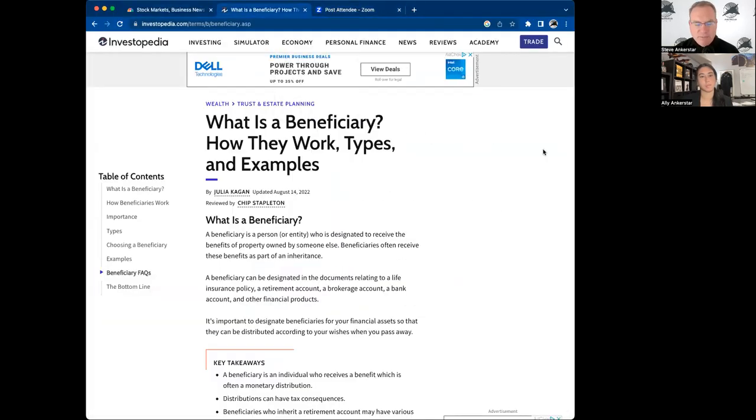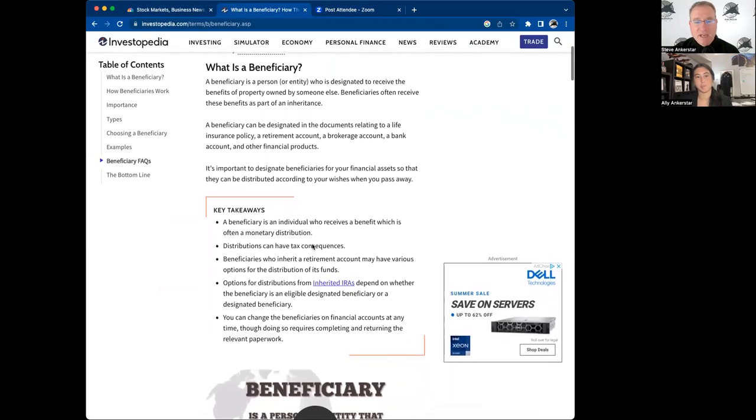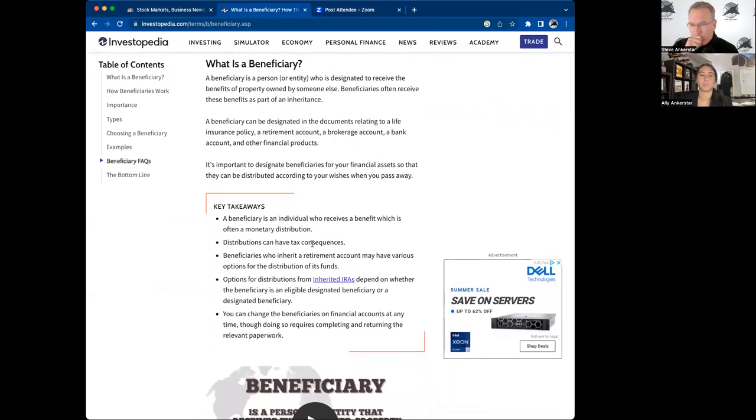So right to Investopedia, which is what you're seeing here. What is a beneficiary, how they work, types and examples. Okay, so first of all, we're talking brokerage accounts, but we're also talking bank accounts and life insurance policies. So it's the person who's going to receive this property should you pass away.